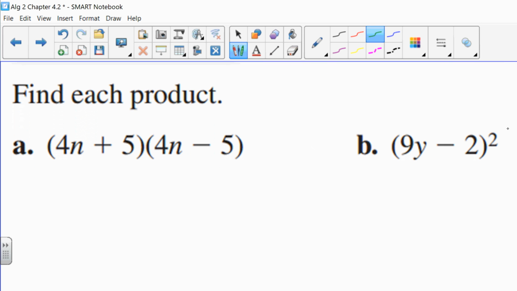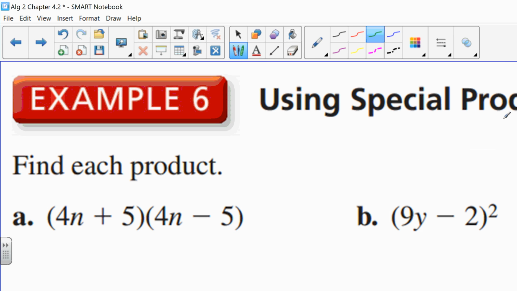Like if we look at this one here, 4n plus 5 times 4n minus 5, well, we do have the same two numbers, just the sign in the middle is changed. So according to that pattern, the first term squared, 4n squared, would be 16n squared, because 4 squared is 16, n squared is just n squared. Minus the second term squared, well, 5 squared is 25. So according to that shortcut, we could write it as this here.